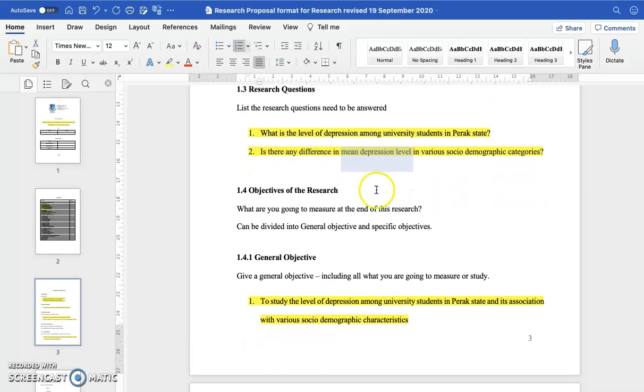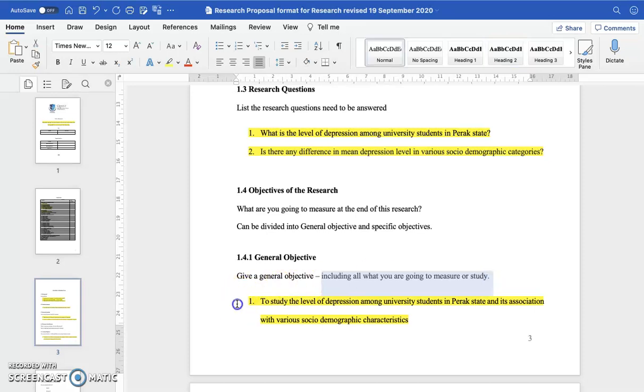Now we have to write objectives. Objectives of the research means what? What are you going to measure at the end of this research? They can be divided into general objective and specific objectives. General objective means give a general objective including all that you are going to measure or study.